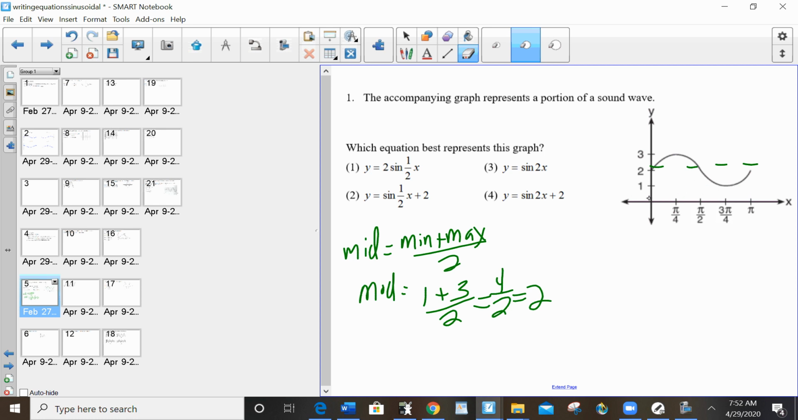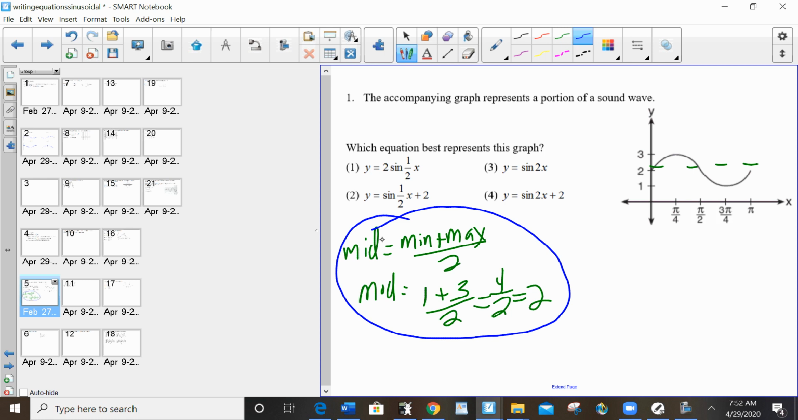Now, some of you might be saying, I could see that the midline was 2 without doing that little formula. Great, but there's definitely going to be examples where it's not as obvious. That's why we want to get comfortable with the formula min plus max over 2. To get the midline, take the minimum value, take the maximum value, add them and divide by 2. Basically, you're taking the average of the min and the max. That's what the midline is.